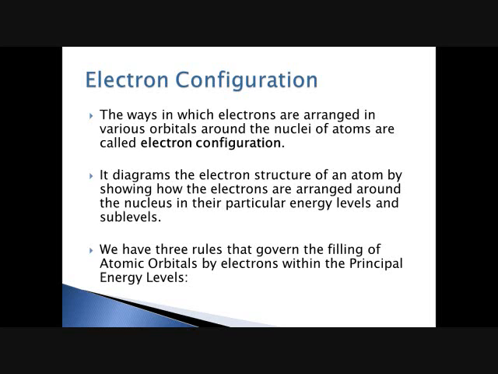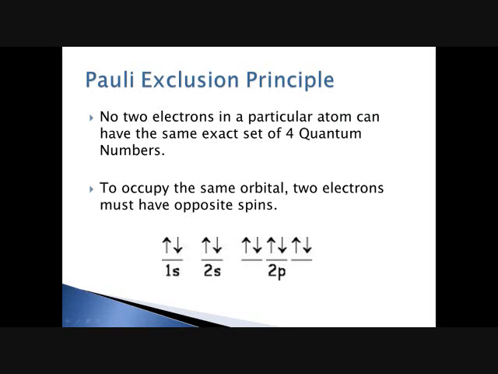We have three rules that govern the filling of these orbitals. The first rule is the Pauli exclusion principle. We already saw this: no 2 electrons in a particular atom can have the same exact set of 4 quantum numbers. That's why on our summary paper, every line was a little bit different. To occupy the same orbital, 2 electrons must have opposite spin. This is what I call orbital notation. Each line can hold 2 electrons, and one arrow has to be pointed up and one arrow has to be pointed down. They have to have opposite spins.